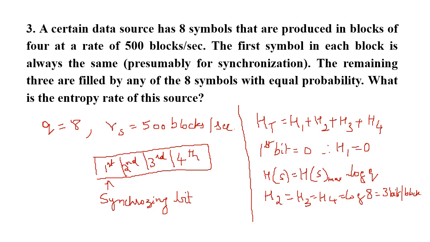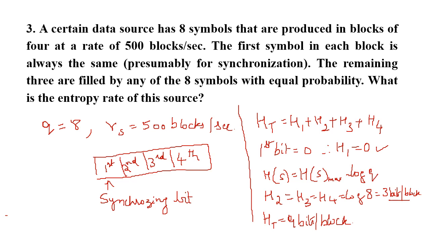Now we have got the entropy of the first block, which is 0, and the second, third and fourth, which are equal to 3 bits per block. Therefore, we can write H total is equal to H1 plus H2 plus H3 plus H4. So it comes to 3 plus 3 plus 3, which is equal to 9 bits per block. So this is what we get as the entropy.